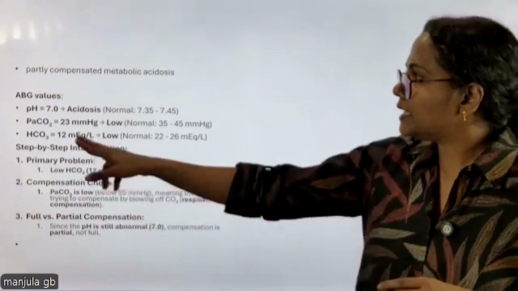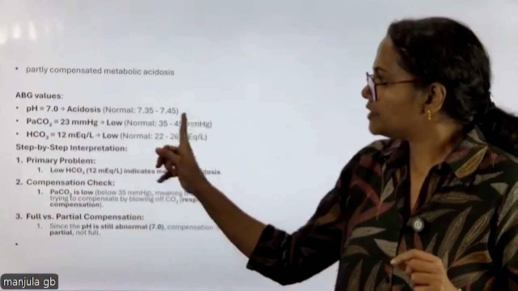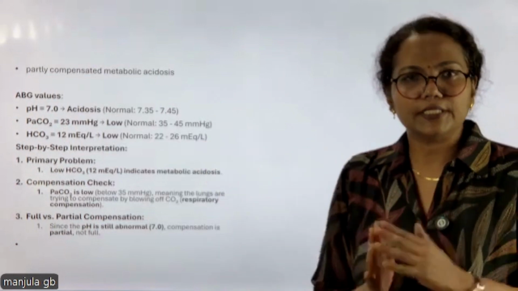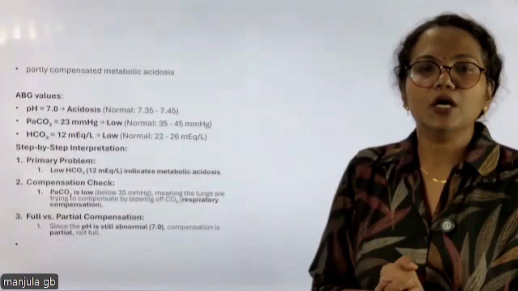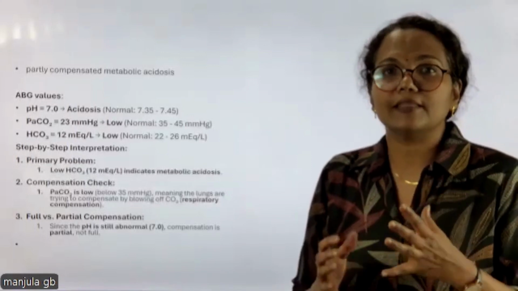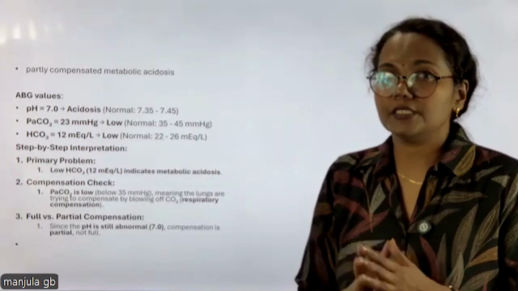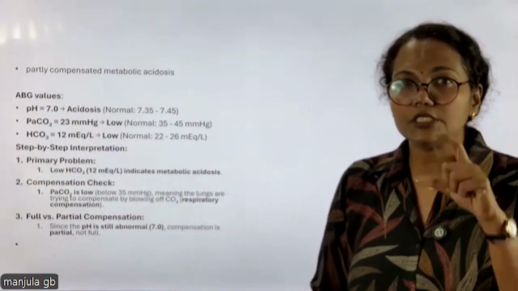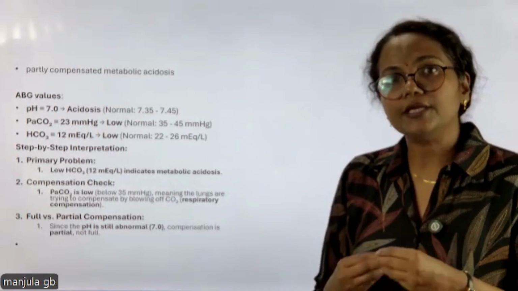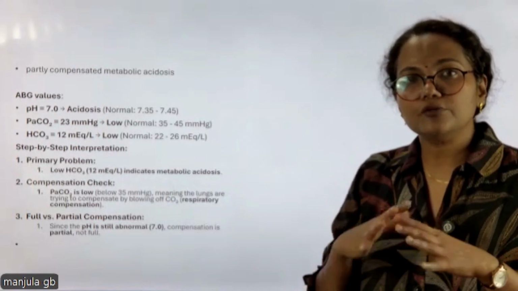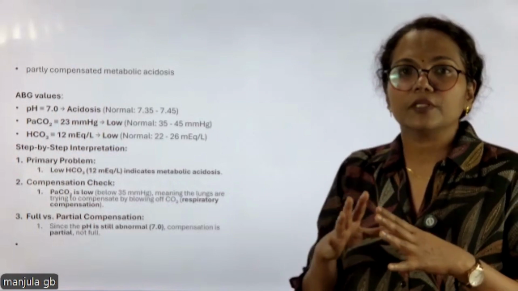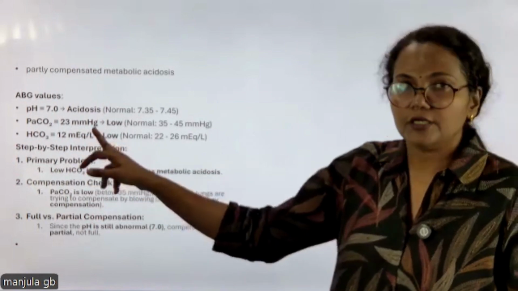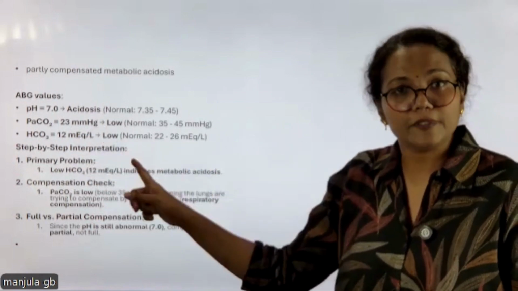Suppose the PaCO2 value was within any of these, like between 35 and 45, then you know that the lung is not doing anything. It is just keeping quiet. So that time you can say that it is not compensating. But here in this condition, you can see that the PaCO2 is low. That means the lung is trying to compensate or trying to bring the homeostasis to the normal level as much as possible. So the lung is trying to compensate. There is a compensation happening.